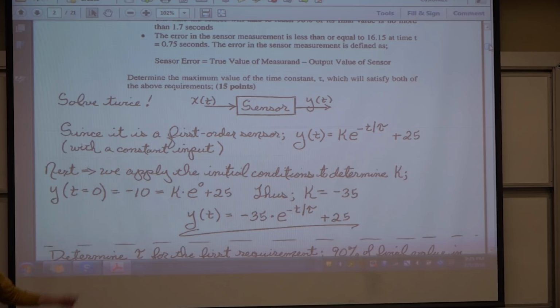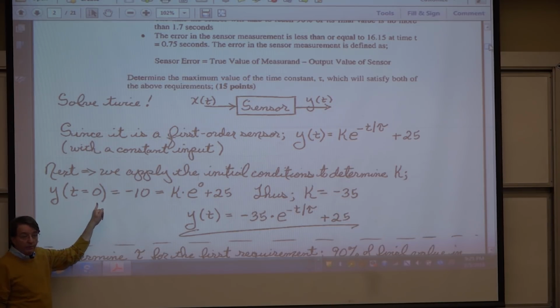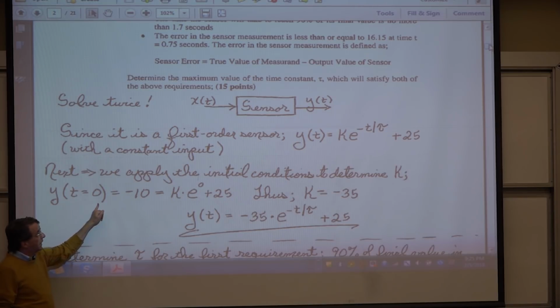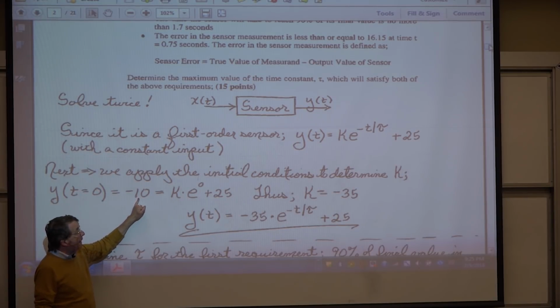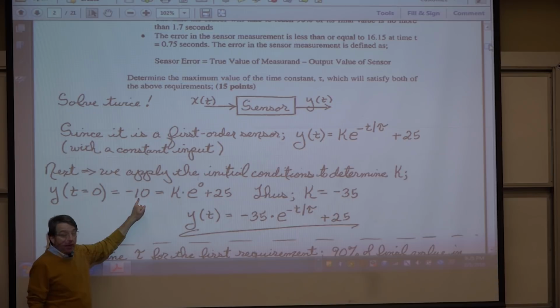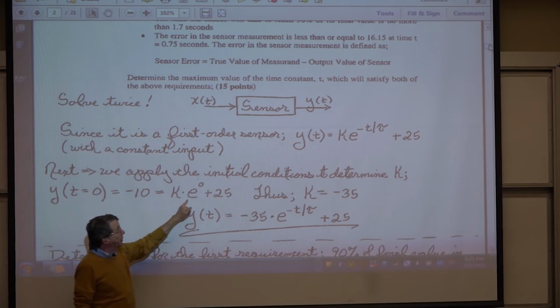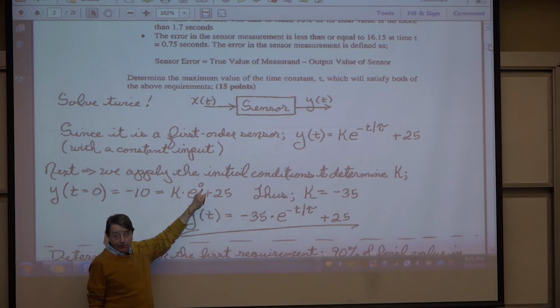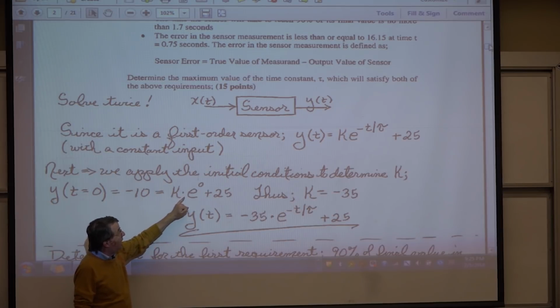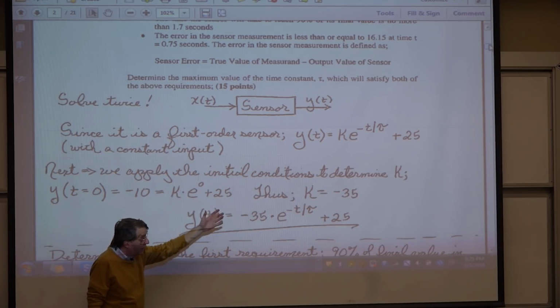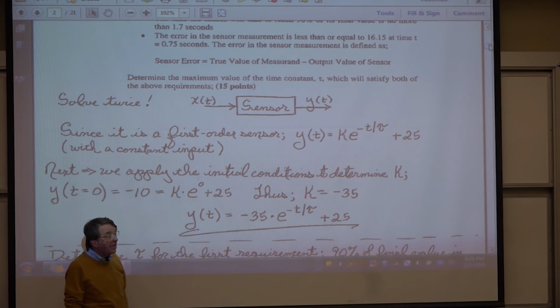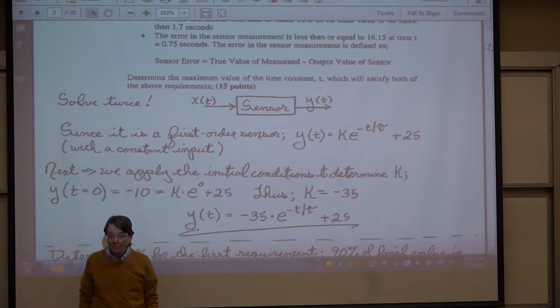You know this. I solve for k using the initial condition. So right here, I say at t equals 0, the value of y is minus 10. And I put t equals 0 into the exponent of e. So I get k times e to the 0 plus 25. Solving for k, k is minus 35.